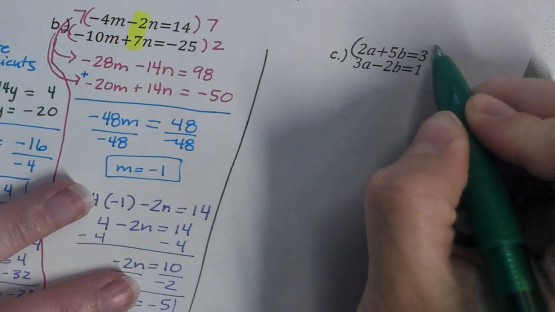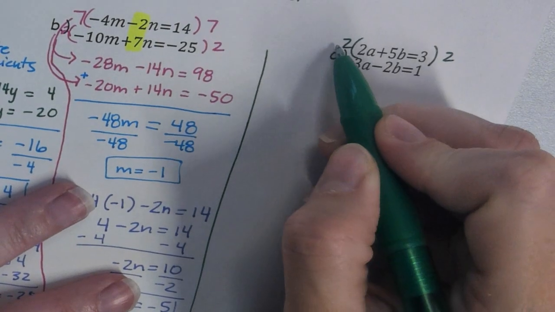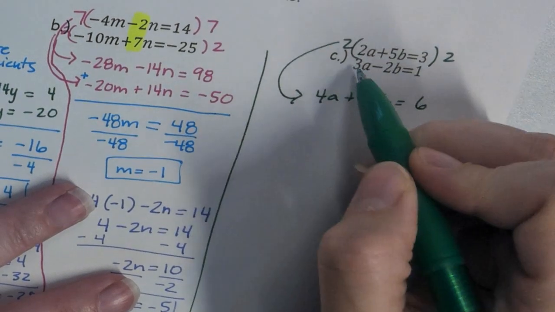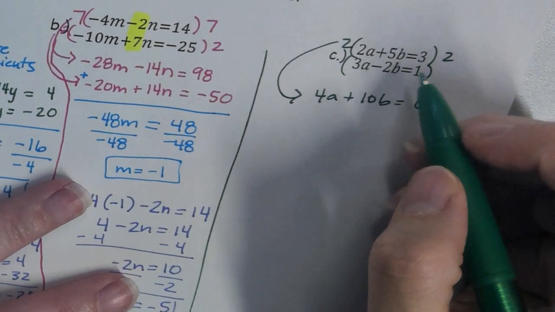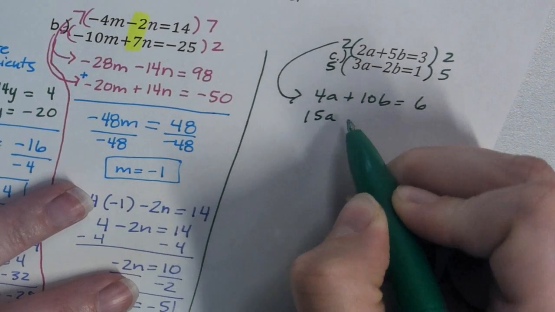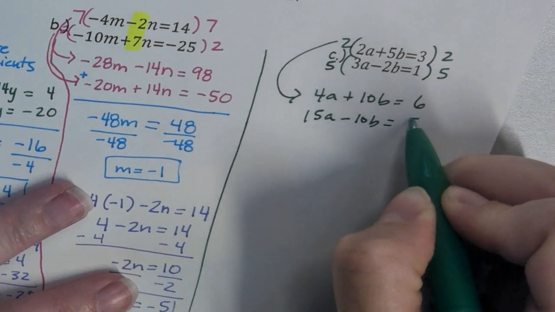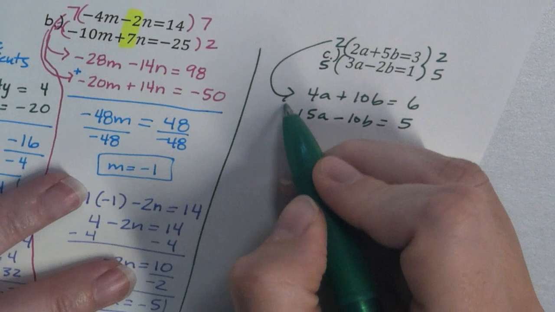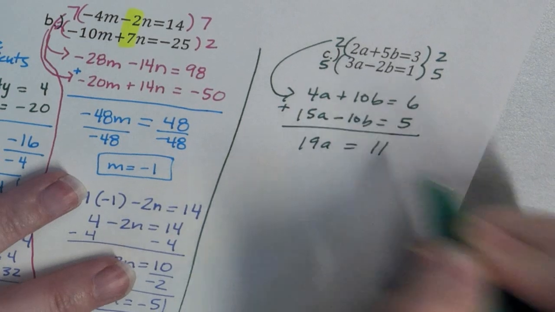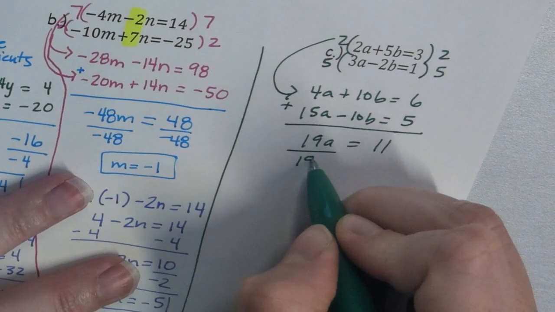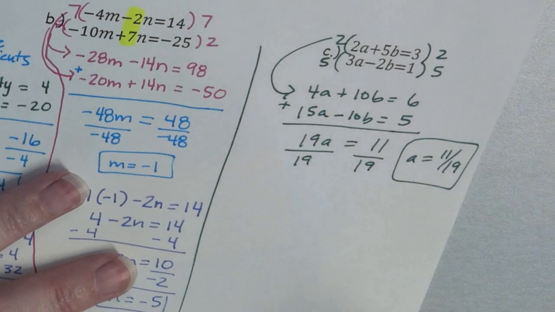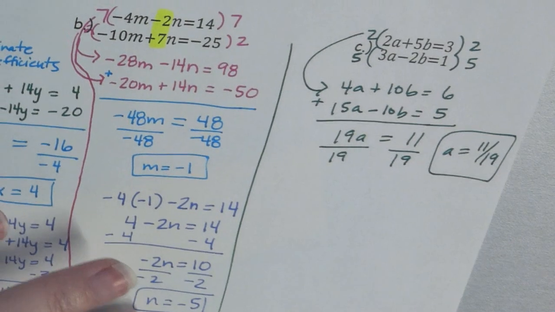Okay, and then, so to eliminate the B's first, you'd multiply both by 2. So 4A plus 10B equals 6. And then I'd have to multiply the bottom by 5 on both sides. So then I'd have 15A minus 10B equals 5. Okay, again, the whole point of that is so that when you add, one of the variables cancels. And then when you divide, you can just leave it just like that. Okay, so 11 over 19. Okay, so that's your value for A, 11 over 19.